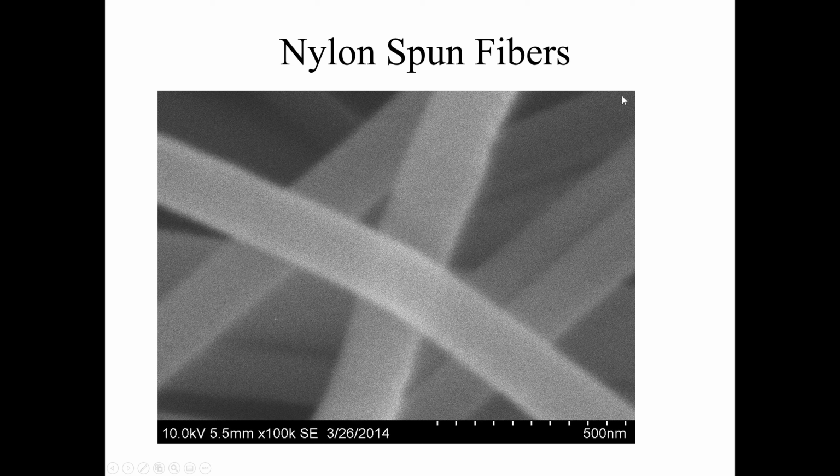Here are some nylon fibers that were spun. Here I'm at 100,000 times. Here we're at the nanometer scale. From here to here is 500 billionths of a meter. So this fiber is under 100 billionths of a meter in diameter. It's pretty much the same diameter, and it's the same structure.